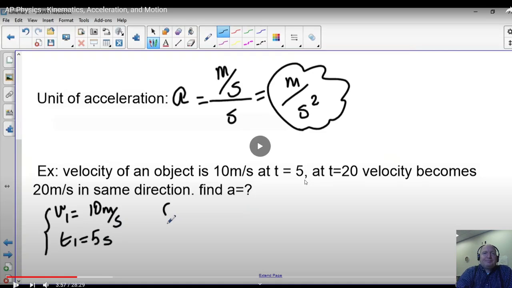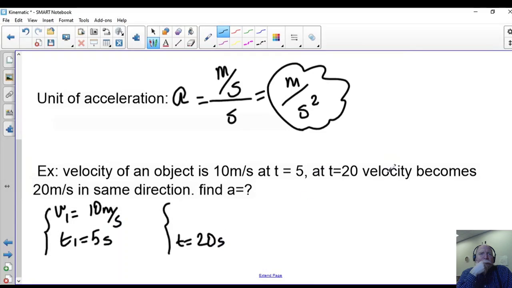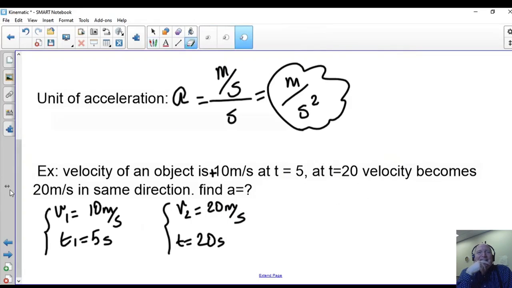All right, cool. And then when time is 20, velocity becomes 20 meters per second. So velocity is 20 meters per second, and in the same direction. And you know why? Because it is positive. So this is positive. So this is velocity. Okay. Oh, sorry. This is time. So this is velocity. Nice. Okay, this is v2.